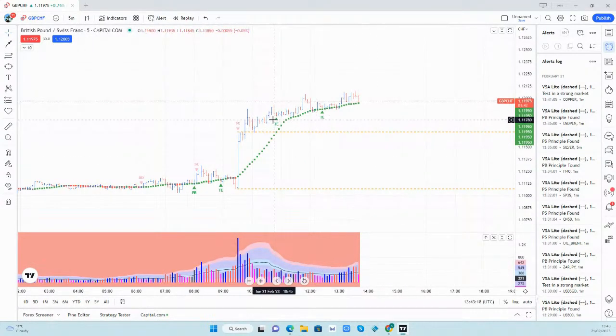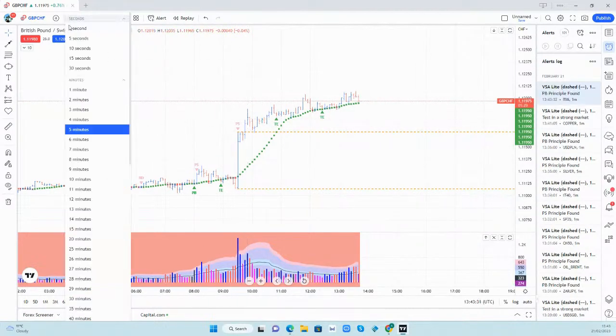There you go. Test. Because PS wasn't confirmed in itself, that's the sign of strength. You've already changed your behavior, gone above the trigger line, and this would have been 2 entry points for you on a 5 minutes chart. And let's have a look at 1 minute.